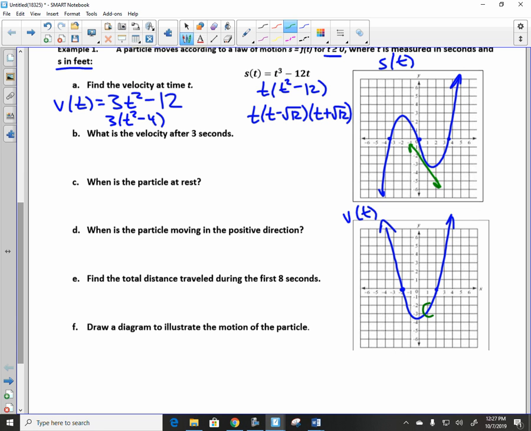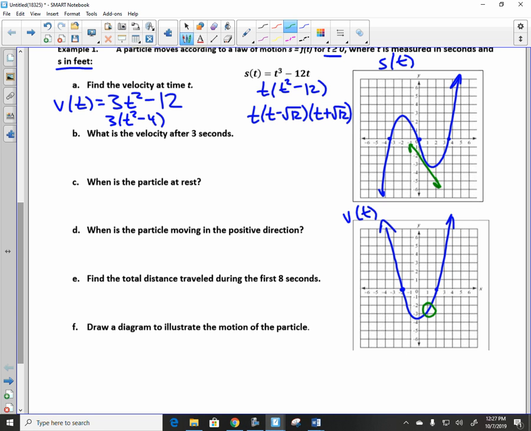Is my location above or below the x-axis? Below. Do you see how that matches? That the slope of the position function is negative, so therefore the location of the velocity function is below the x-axis? That's crucial that we see that piece. That has to make sense.